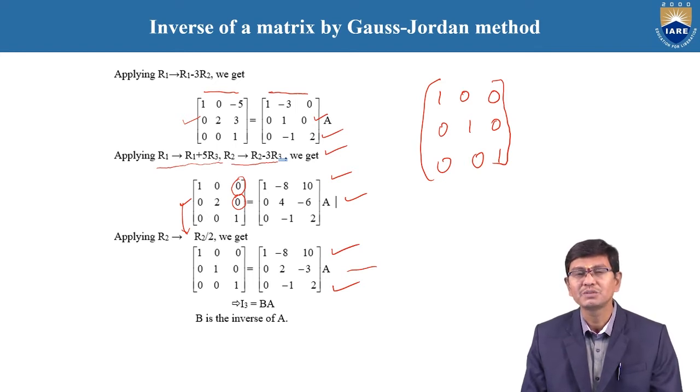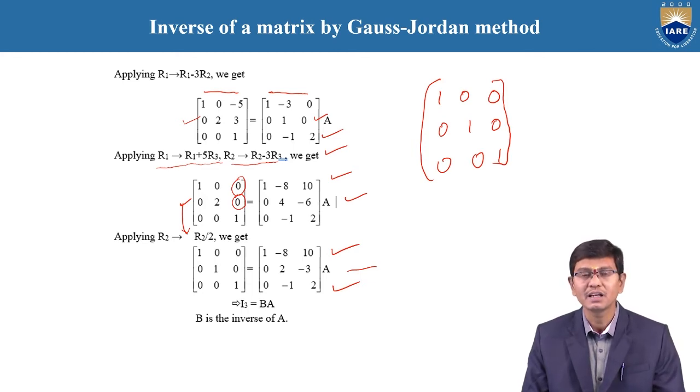Therefore, when we observe all these matrices, we are applying only row operations. We are not applying any column operations. Why? Because this is the Gauss-Jordan method. According to the Gauss-Jordan method, the row reduced echelon form of a matrix, or row reduced matrix, this method is known as the Gauss-Jordan method to find the inverse of a matrix.